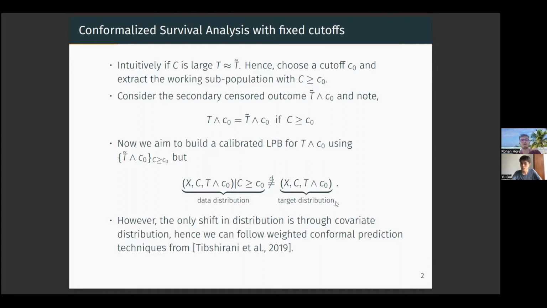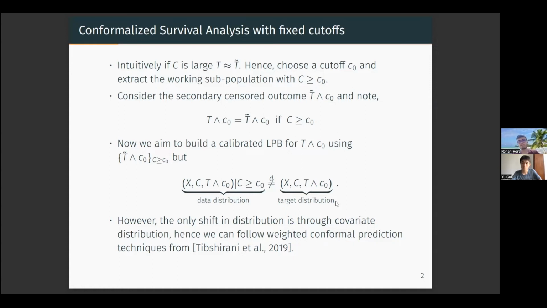Now we can use T tilde minimum C0 as a proxy for T and build a calibrated LPB for T minimum C0. But the working distribution and the target distribution are different, although it turns out that the only shift in the distribution is through the covariate distribution. So we can use standard weighted conformal prediction techniques to tackle this covariate shift problem.